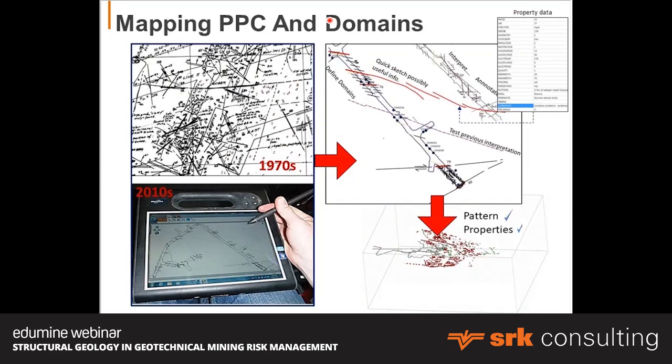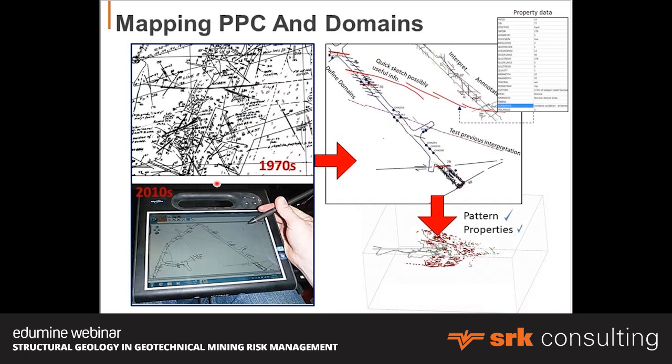So think about how you map patterns. Most mines I go to, people don't map patterns. It was usually best practice decades ago to show all the changes in patterns or the changes in orientations of your structures and the continuities in a nice detailed map. Nowadays you can still use paper. There's nothing wrong with that.